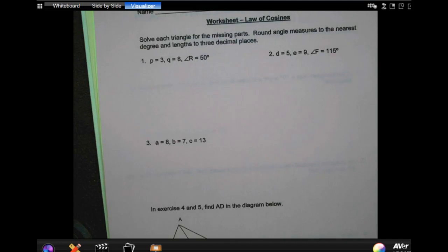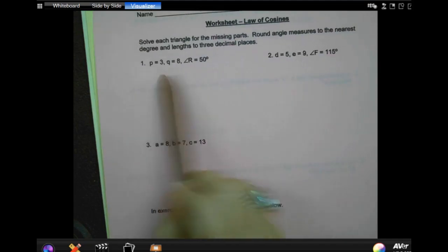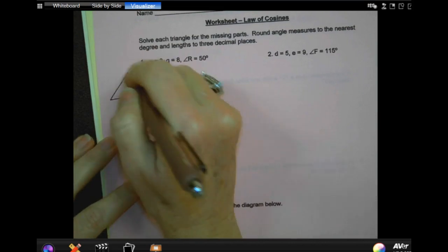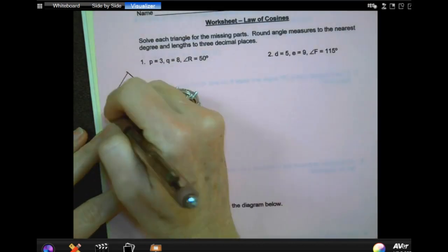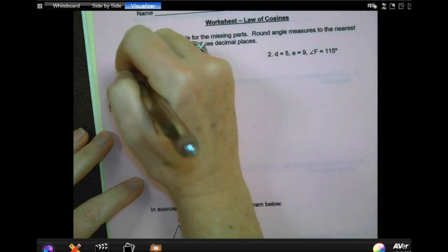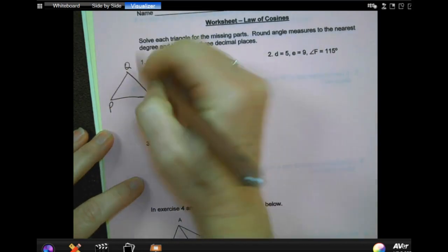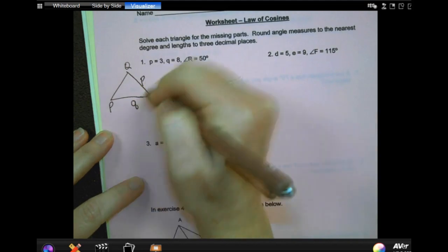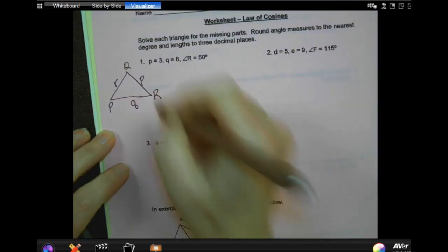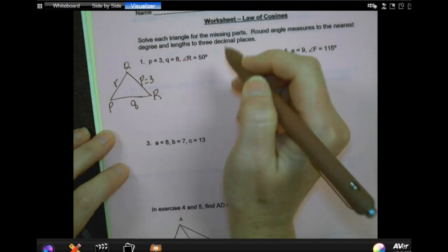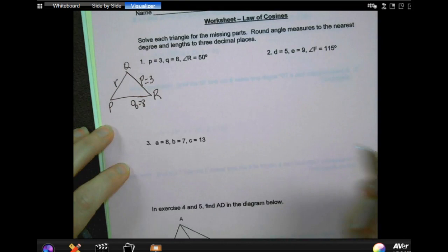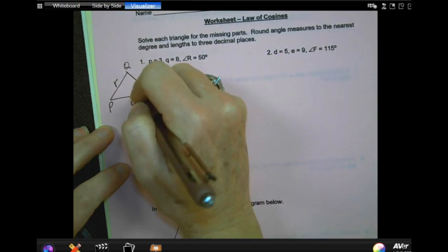Okay, to start with, I'm going to work a cosine problem, number 1. Does it matter if it's not A, B, and C? It doesn't. It's all the same thing, right? If you draw yourself a little triangle and label it, my P is 3, my Q is 8, and my R is 50.